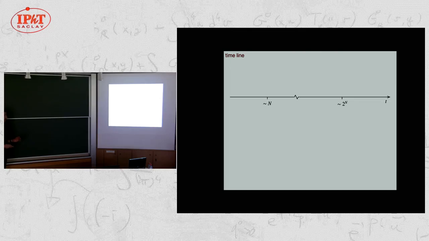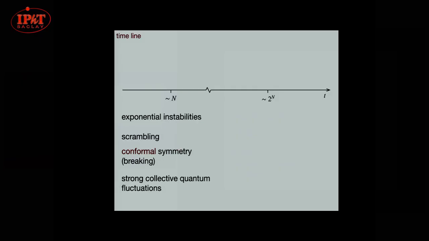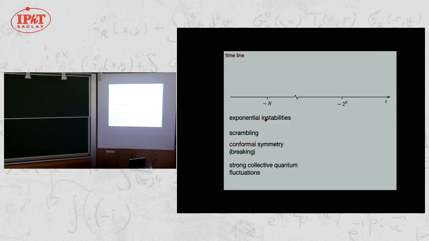Now, SYK makes no exceptions. Physics is very different in these regimes, and at short time scales, keywords characterizing the physics include exponential instabilities indicating chaos. These days, it's fashionable to call this scrambling. Very importantly, there is a symmetry at work: we'll see that the physics here is strongly dominated by a conformal symmetry and its spontaneous breaking, which we will discuss. And as a consequence, we observe strong collective quantum fluctuations which dominate this regime. And everything is very universal and nice.